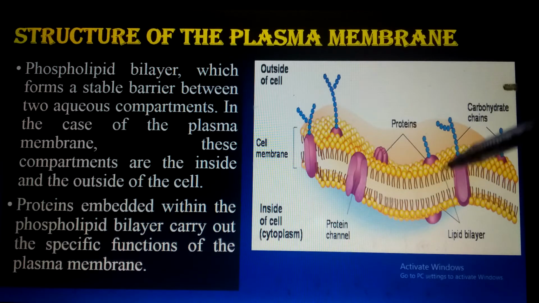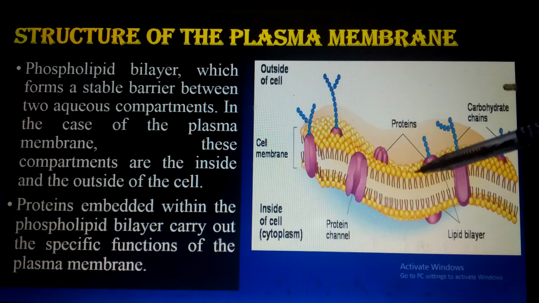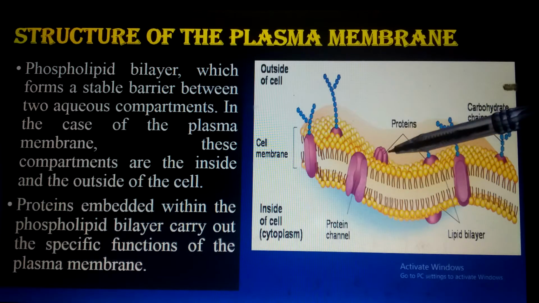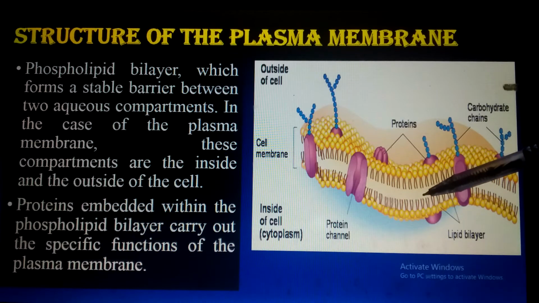So this is the simplest structure, which consists of the bilayer, meaning the two layers of phospholipids, and I will discuss the structure and function of the phospholipid in detail. You can see here the proteins. These proteins are embedded as well as present on the outer and inner surfaces of the cell membrane, and they play a very important role, which I will discuss later.